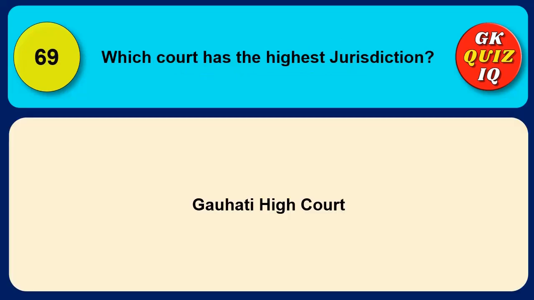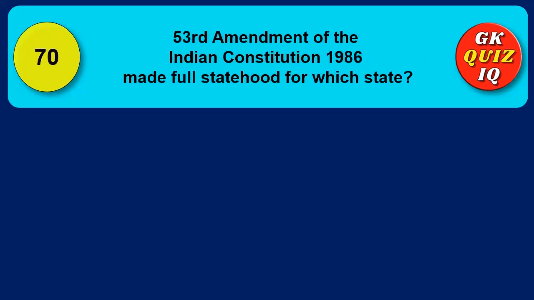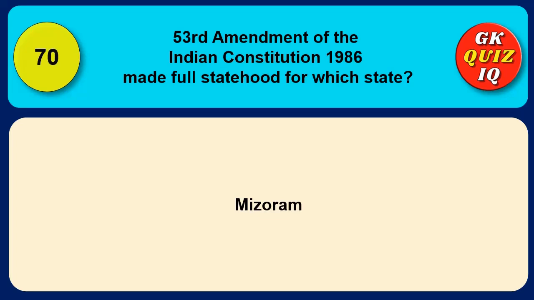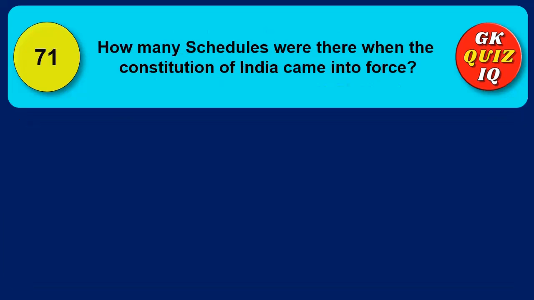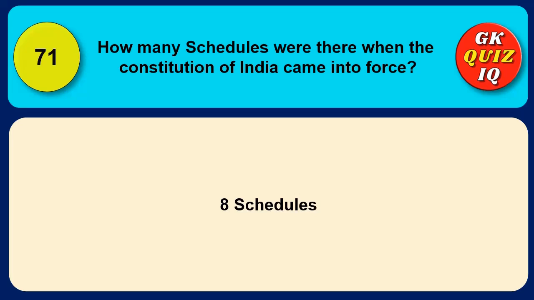Which court has the highest jurisdiction? Guwahati High Court. 53rd Amendment of the Indian Constitution 1986 meant full statehood for which state? Mizoram. How many schedules were there when the Constitution of India came into force? 8 schedules.